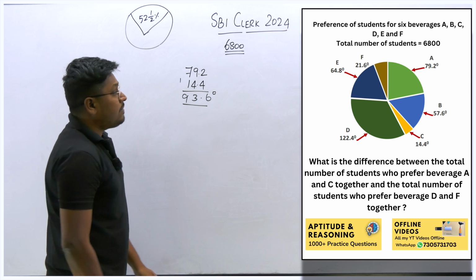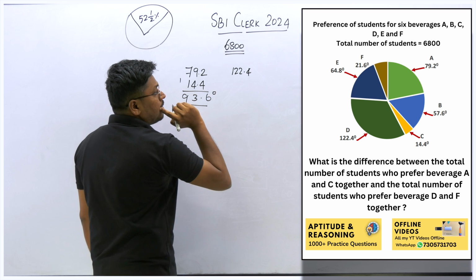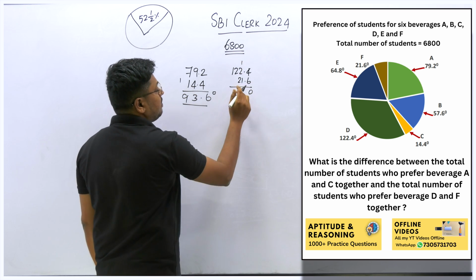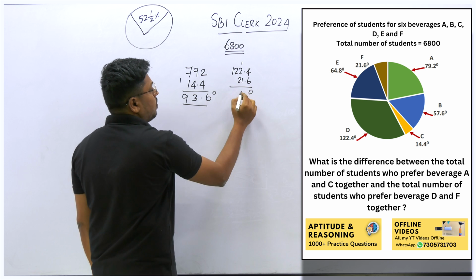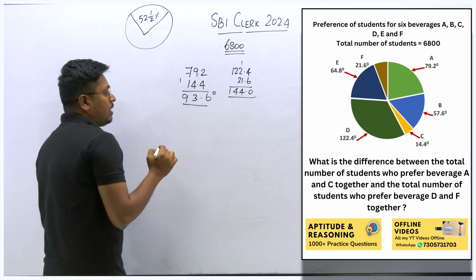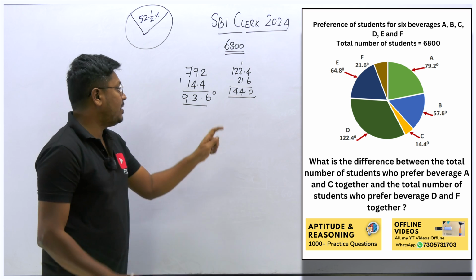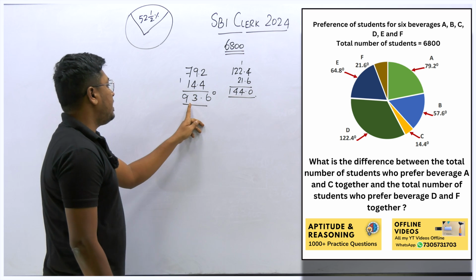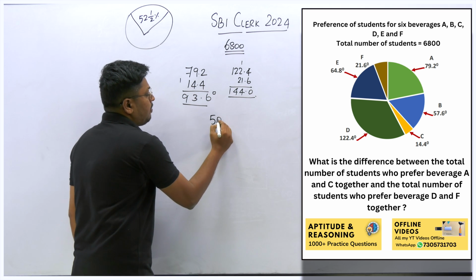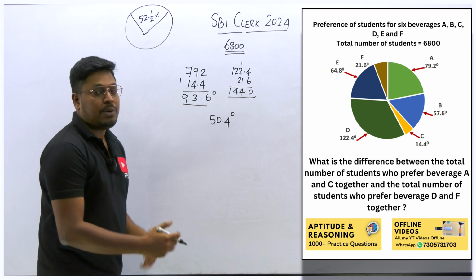So what about D and F? D will be 122.4 and F is 21.6. Adding these gives 144 degrees. Now our target is to find the difference here. The difference will be 144 minus 93.6, which is 50.4. So 50.4 is the difference, and our target is to find what the value is.